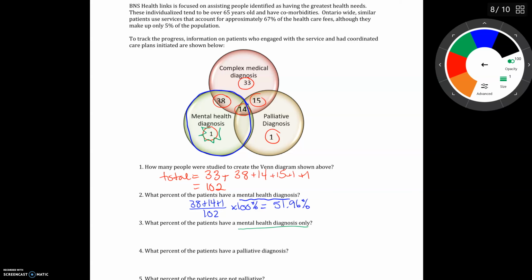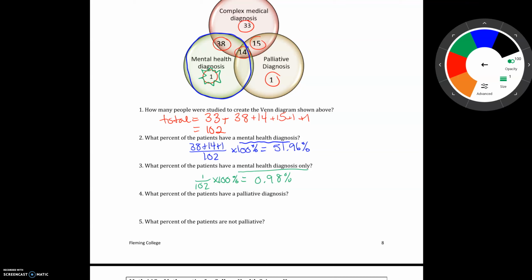If we wanted to figure out the number of people or percent of people with mental health diagnosis only, well, the only one in that category is 1 out of 102 people. Everybody else has overlapping categorization, so it would come out to 0.98% of the total population surveyed. If we want to know what percent of the population has a palliative diagnosis, again, we'd go to the palliative diagnosis category and add up all of the different people in that category and calculate the percent out of the total. And for not palliative, we'd subtract that percent from 100.